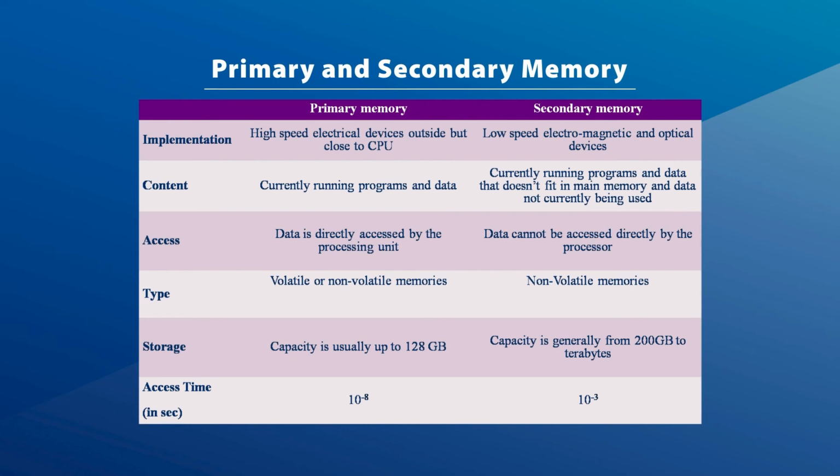And in terms of access time, as I said, the performance of our computer system depends a lot on the size of the RAM. The access time of the primary memory is of the order of 10 to the power minus 8 second, and the access time of the secondary memory is of the order of 10 to the power minus 3. So there is a huge difference between access speeds. The content of the RAM can be accessed very fast by the processor, and RAM is obviously faster, while secondary storage is much slower.